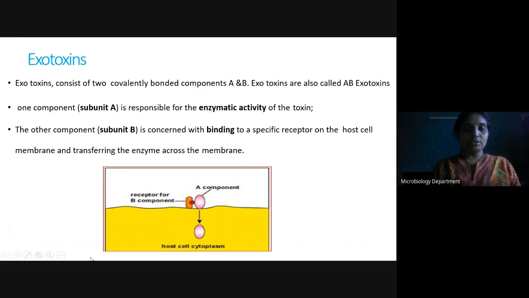And in this picture, you can see the A and B subunits of the exotoxin. This is the A subunit of exotoxin, and this is the B subunit of exotoxin. Both are bound by a covalent bond, and the B subunit is mainly responsible for the attachment to the specific receptor, so that the A subunit enters inside the host cell.